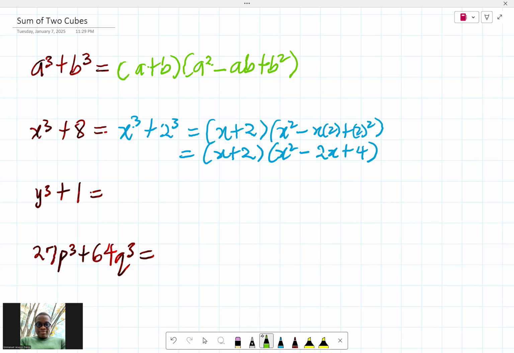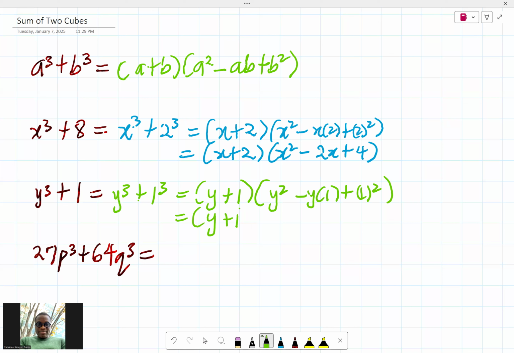Then if we go for the next one, which is y cube plus 1, of course, y cube plus 1 is y cube plus 1 cube. So if you follow the same thing, that is y plus 1 into y squared minus y times 1 plus 1 squared. Okay, that means you have y plus 1 into y squared minus y plus 1. So that is how that goes.